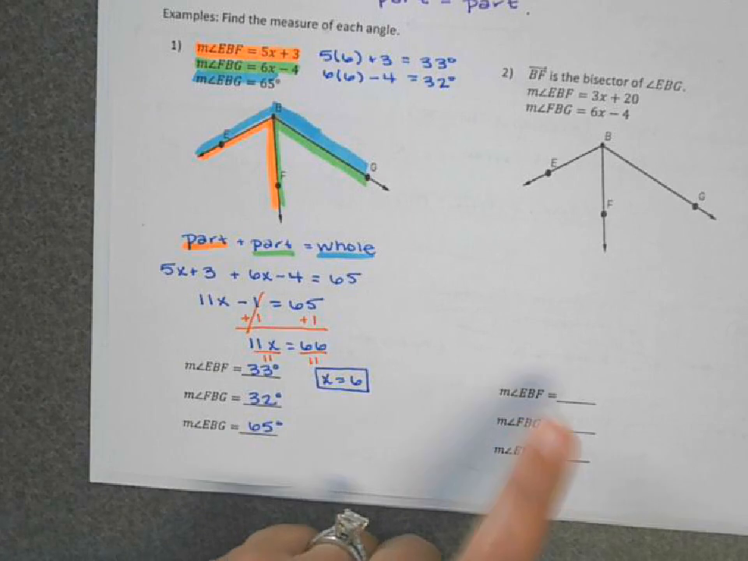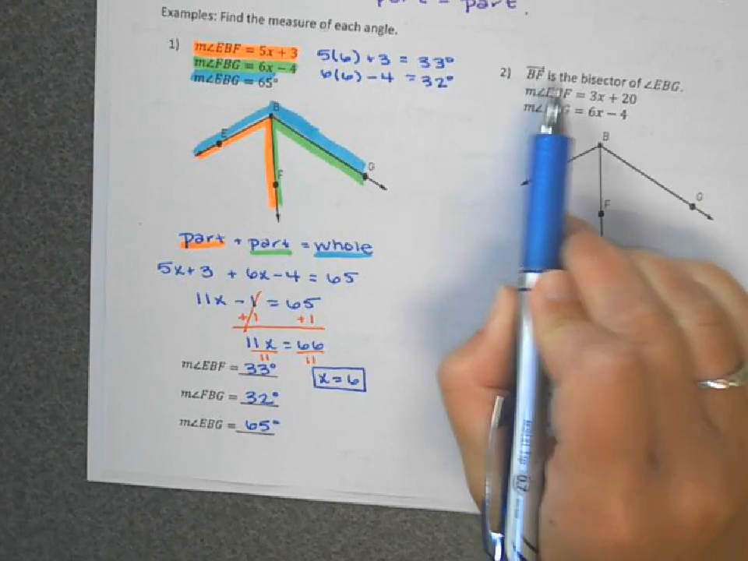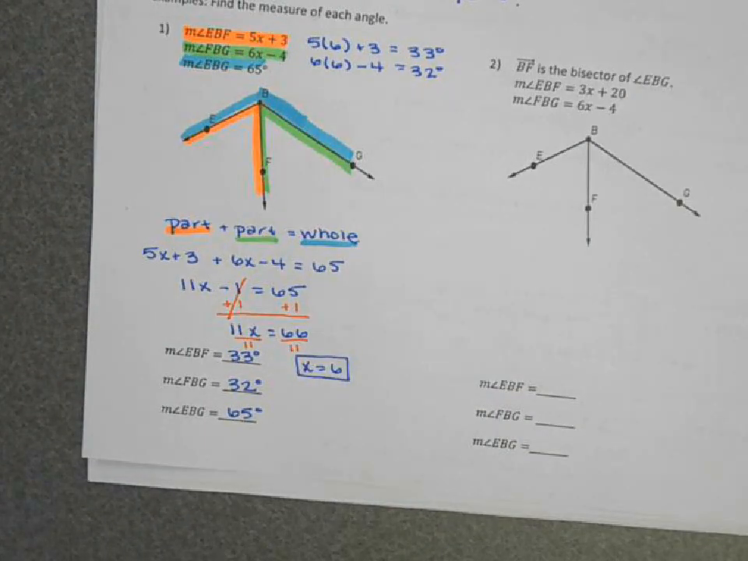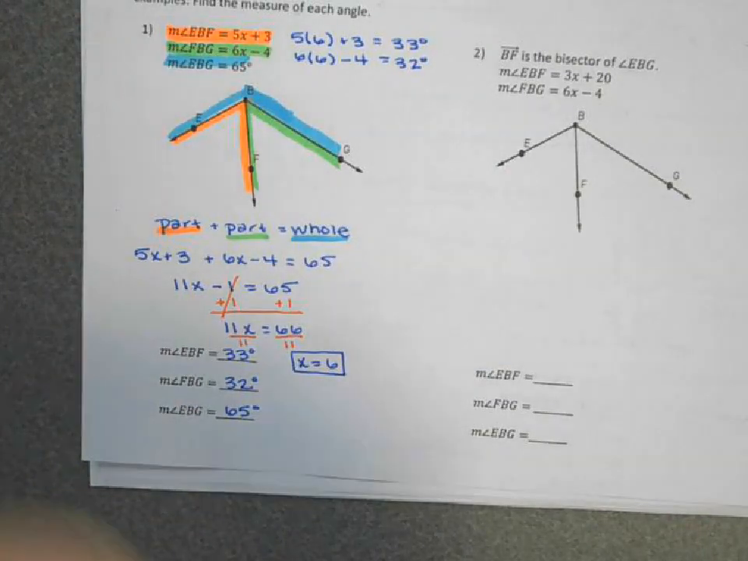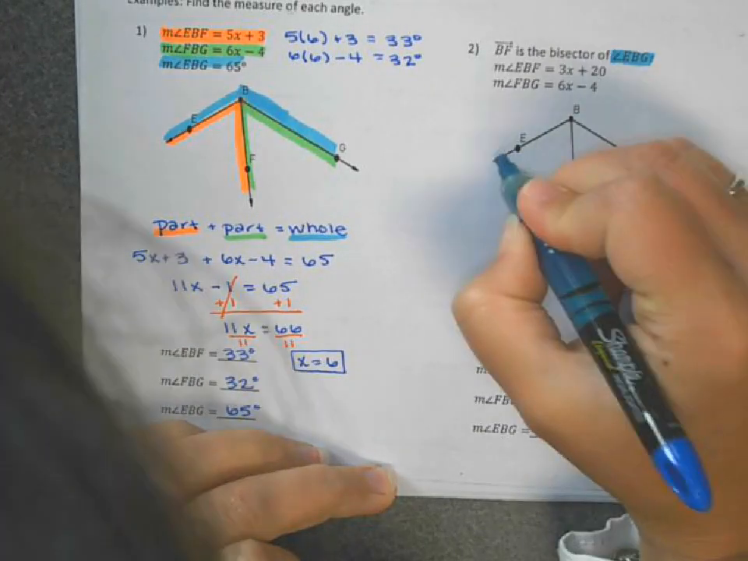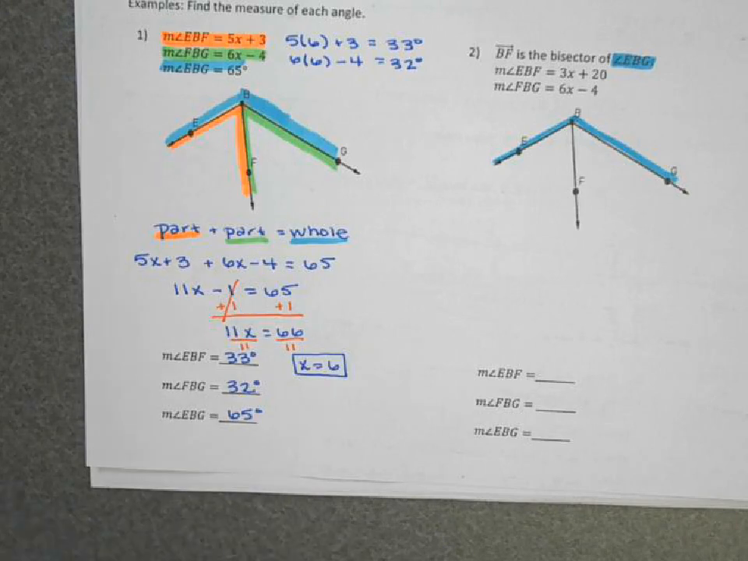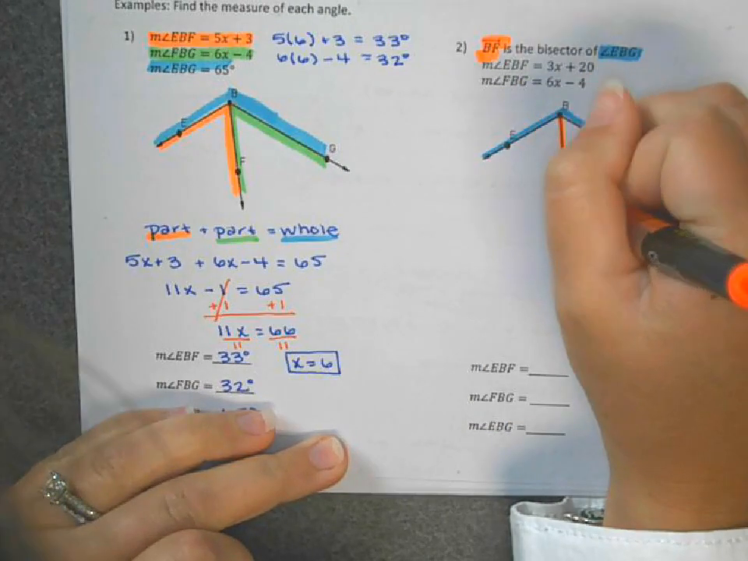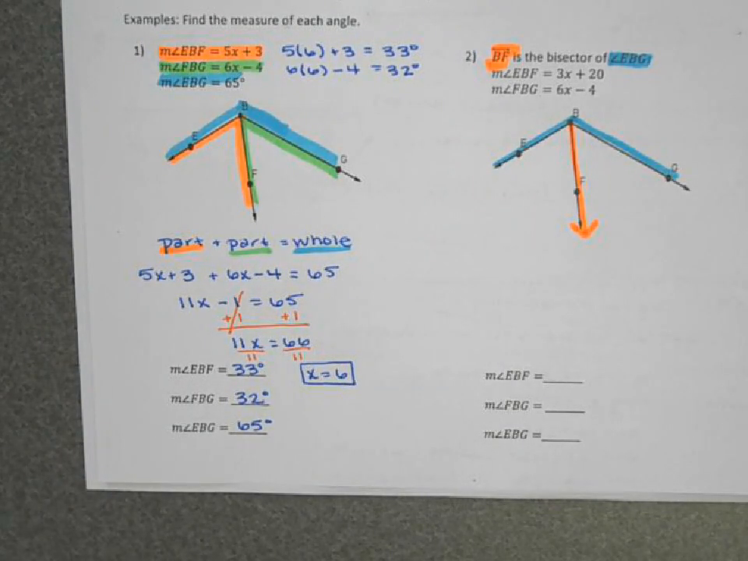All right. Over here, let's read this one. It says BF, ray BF, is the bisector of angle EBG. Let's see what angle I'm talking about. Angle EBG, here's the whole angle it's talking about. And it says that BF is a bisector. So this ray is a bisector of the angle. What does it mean if it's a bisector? Yes, it cuts it in half.